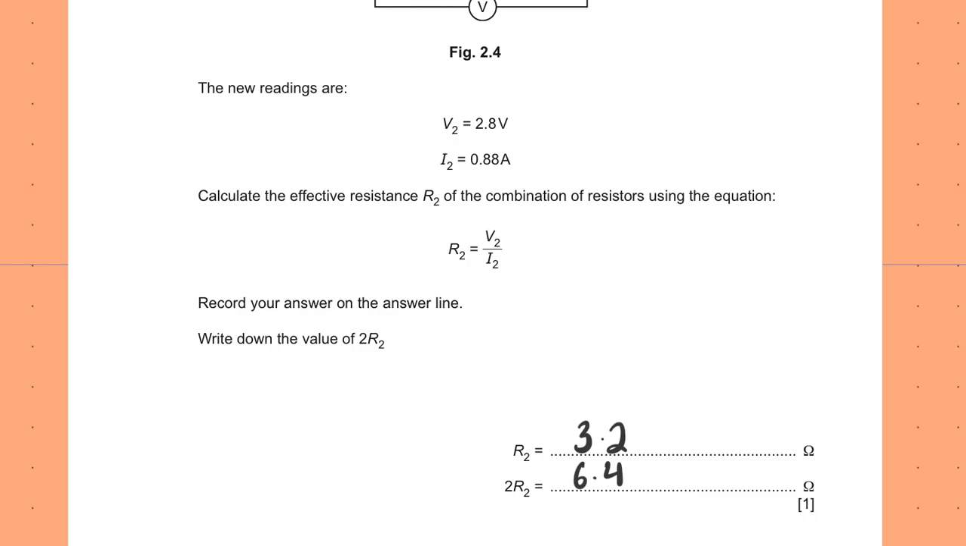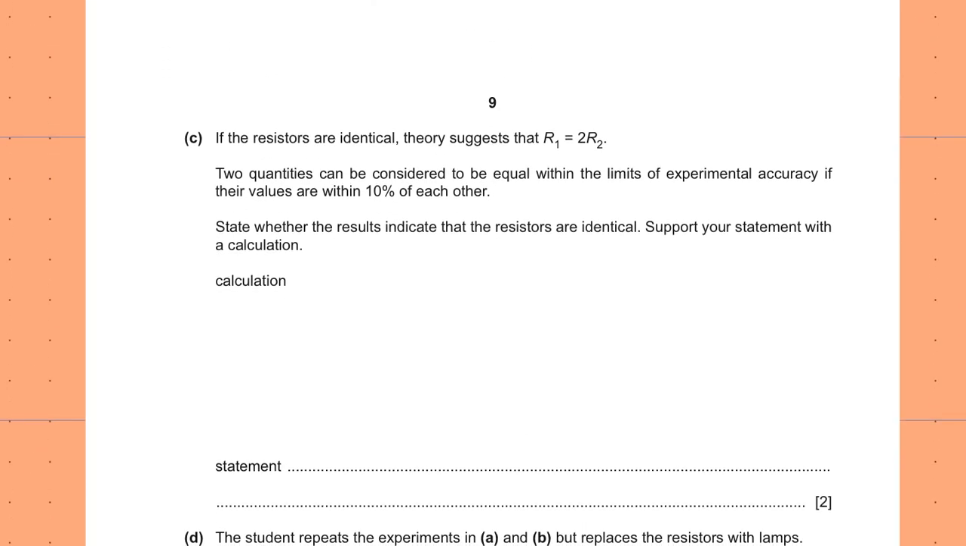If the two resistors are identical, theory suggests that R1 equals 2R2. Two quantities can again be considered to be equal if they are within 10% of each other. State whether the results indicate that the resistors are identical. Support your statement with a calculation.